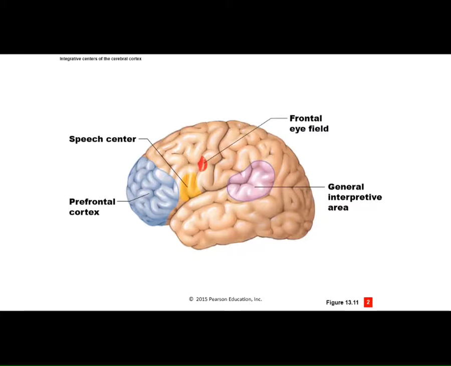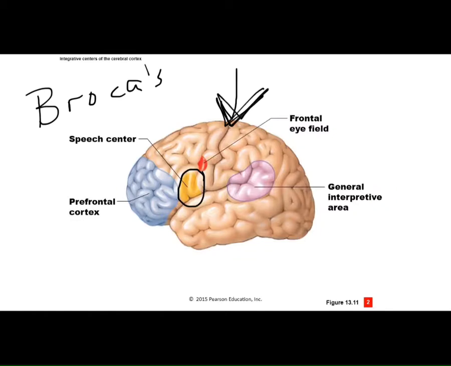Motor speech, Broca's area. Motor speech. What lobe are we in? That yellow is where? Here's my central canal. Central. So that's frontal lobe, right? And when you think of frontal, you think motor. And this is motor speech. So this is the coordination of all things related to movement of tongue and mouth.